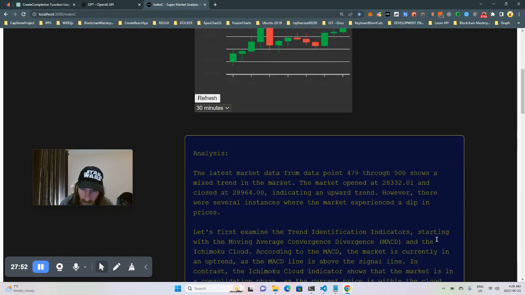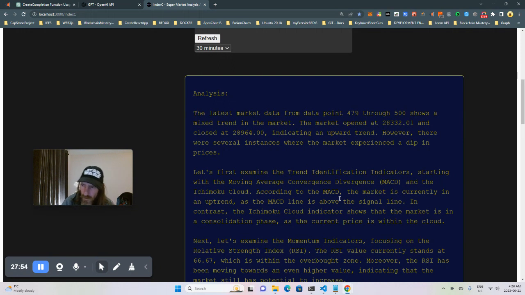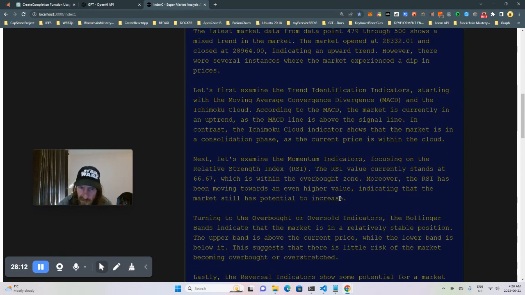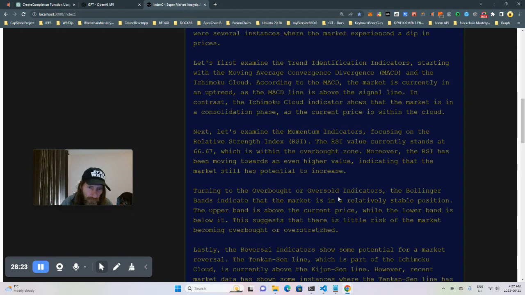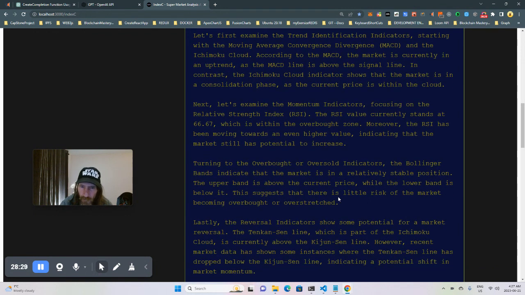Let's first examine the trend identification indicators, starting with the moving average convergence divergence, MACD, and the Ichimoku cloud. According to the MACD, the market is currently in an uptrend, as the MACD line is above the signal line. In contrast, the Ichimoku cloud indicator shows that the market is in a consolidation phase, as the current price is within the cloud. Next, let's examine the momentum indicators, focusing on the relative strength index, RSI. The RSI value currently stands at 66.67, which is within the overbought zone. Moreover, the RSI has been moving towards an even higher value, indicating that the market still has potential to increase.